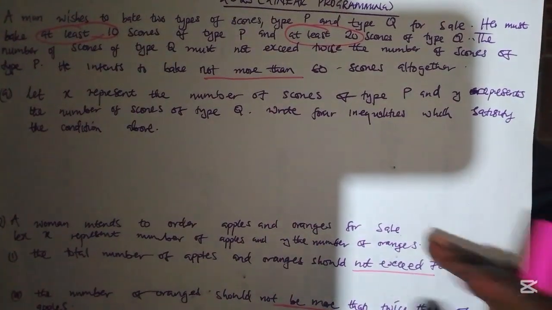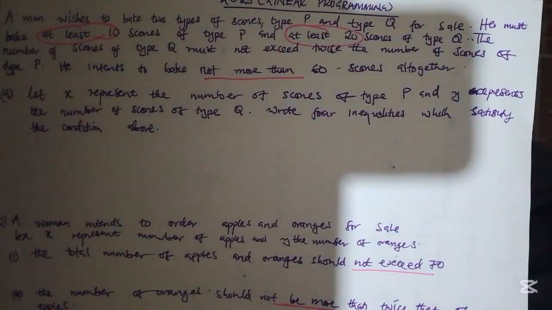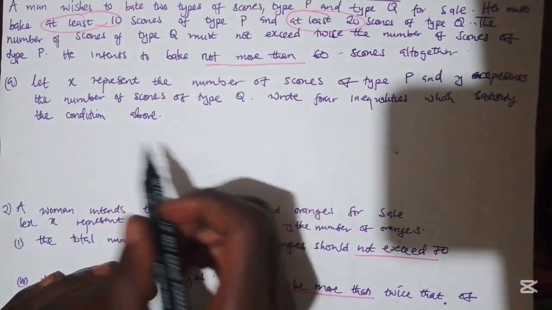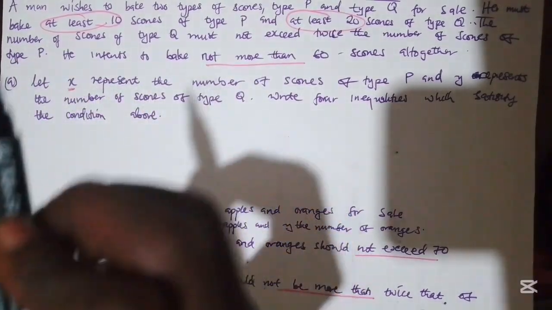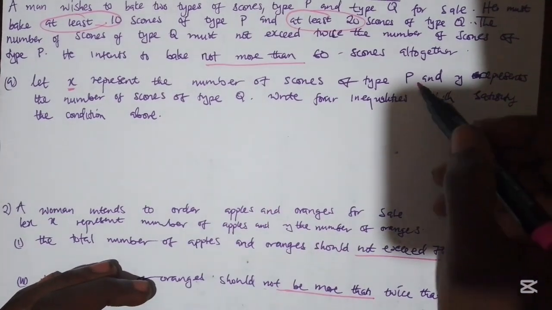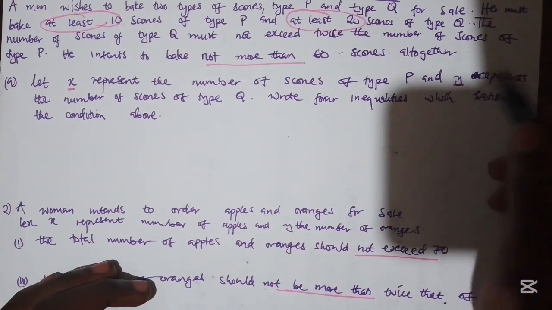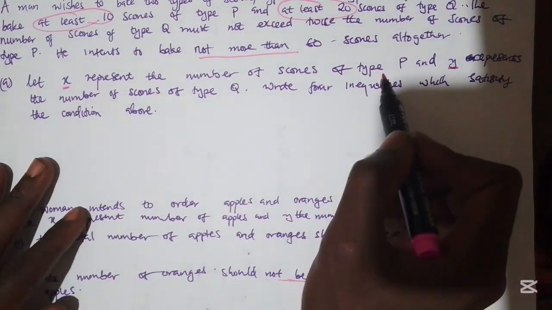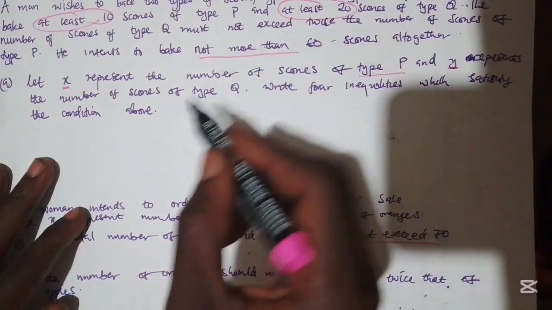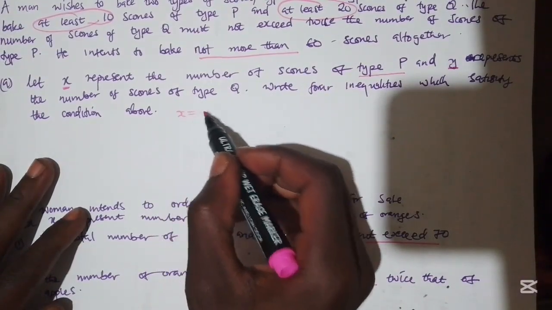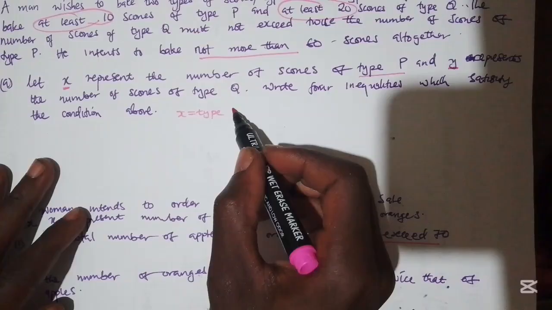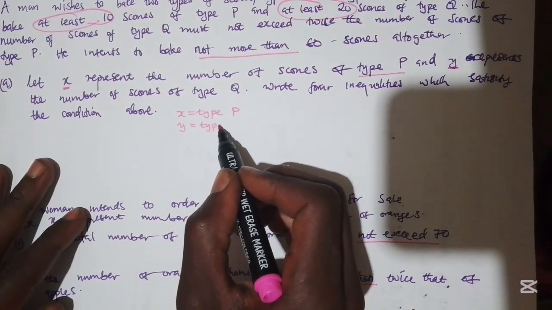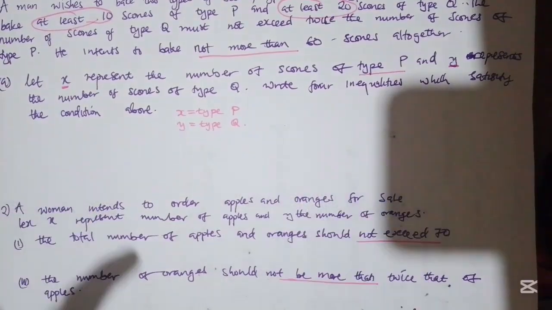So here, the first thing you need to do is identify which letter will represent X and also which letter will represent Y. The question has already told us, let X represent type P. So you write X should be equal to type P. Then Y should be equal to type Q.